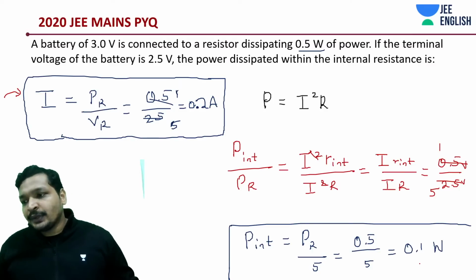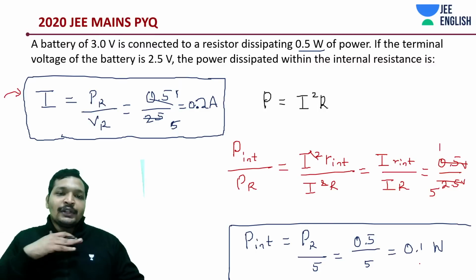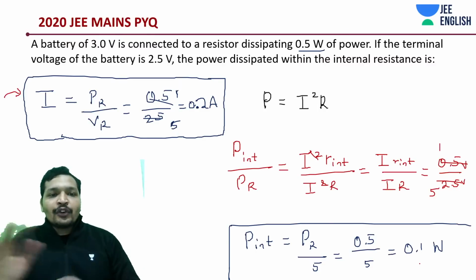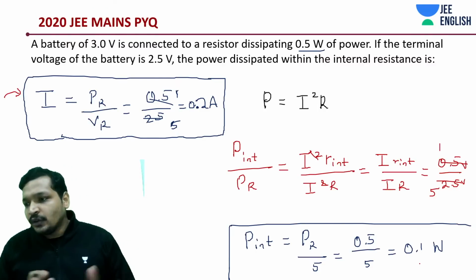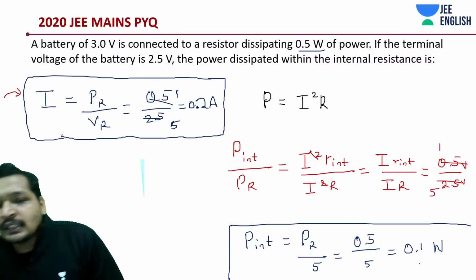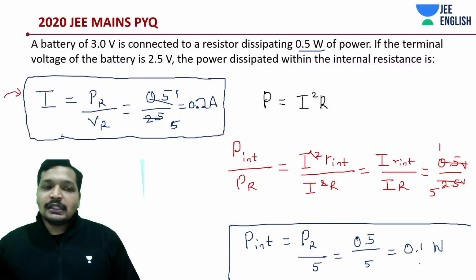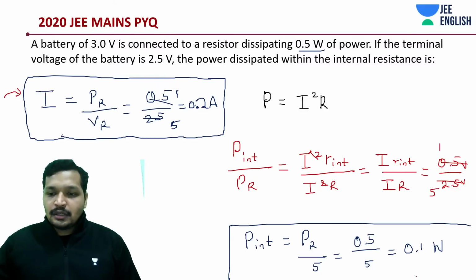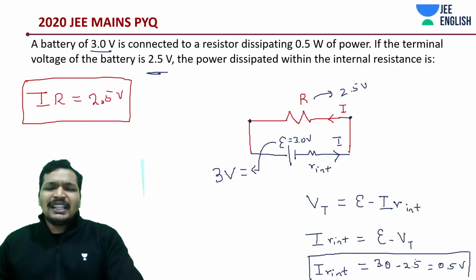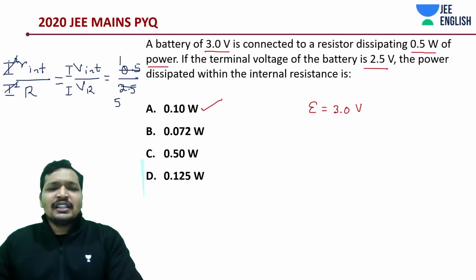Nothing is a mystery in this question. Try to work around this question, calculating internal resistance, external resistance. How do you do it in the shortest way? That is the key goal. Have you calculated that? It's 0.1. Okay, 0.1. It should be 0.1. That's it. It's a very easy question.